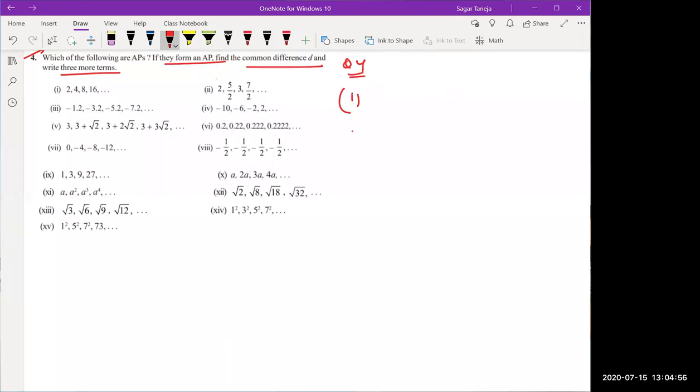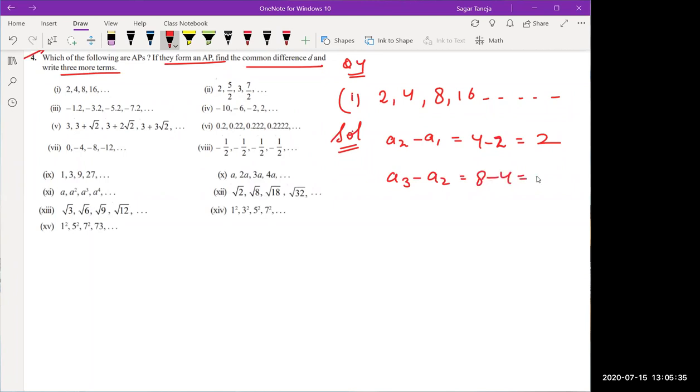First part: 2, 4, 8, 16, and so on. We have to check, is it an AP? Yes or no? So here, as per the series, A1 is 2, A2 is 4, A3 is 8, and A4 is 16. So how can we check this? Subtract the second and first term, that is 2, and subtract the third and second term, that is 4.